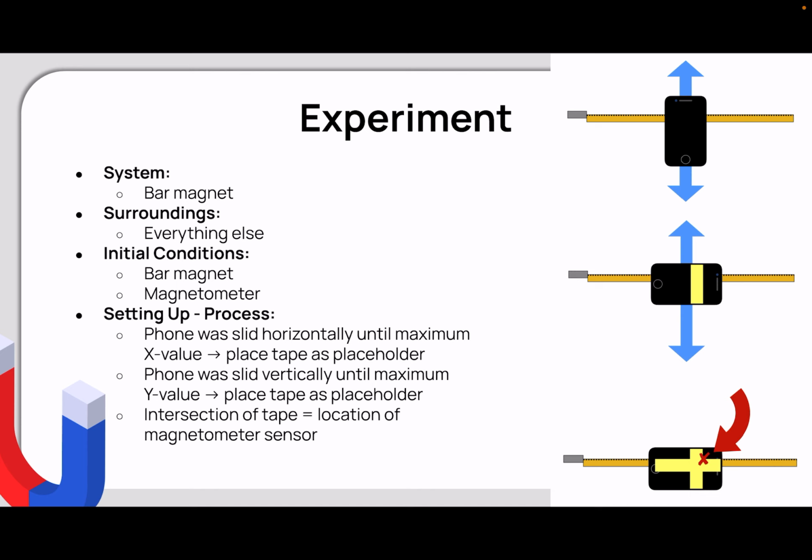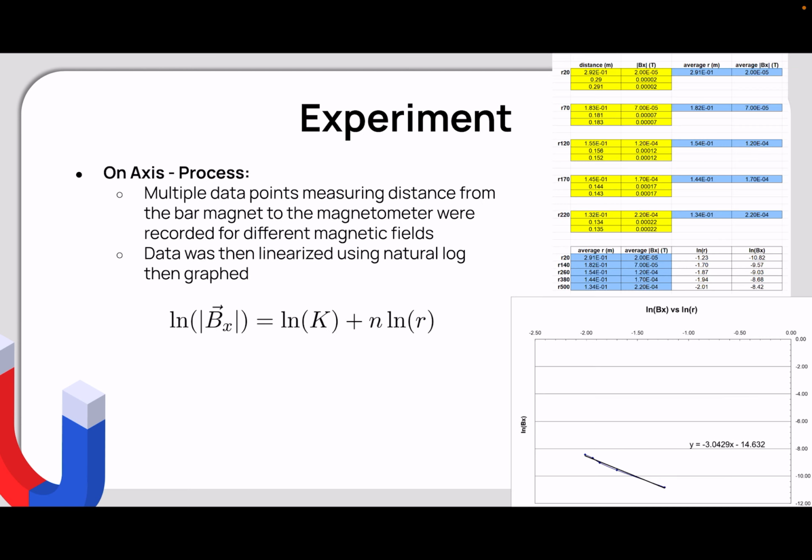Beginning the experiment, our system was the bar magnet, our surroundings were everything else, and our initial conditions consisted of the bar magnet and the magnetometer. First we had to set up the magnetometer. The phone was slid horizontally until we found the maximum x value, and then we placed some tape on the phone as a placeholder. Then we slid the phone vertically until we found the maximum y value, and placed another piece of tape perpendicular to the other. The intersection of that tape, the top corner, was the location of the magnetometer sensor.